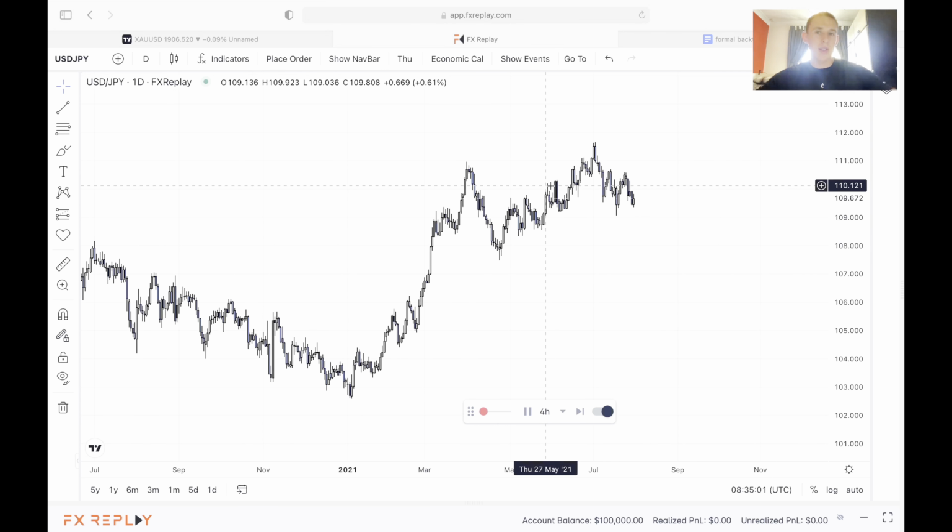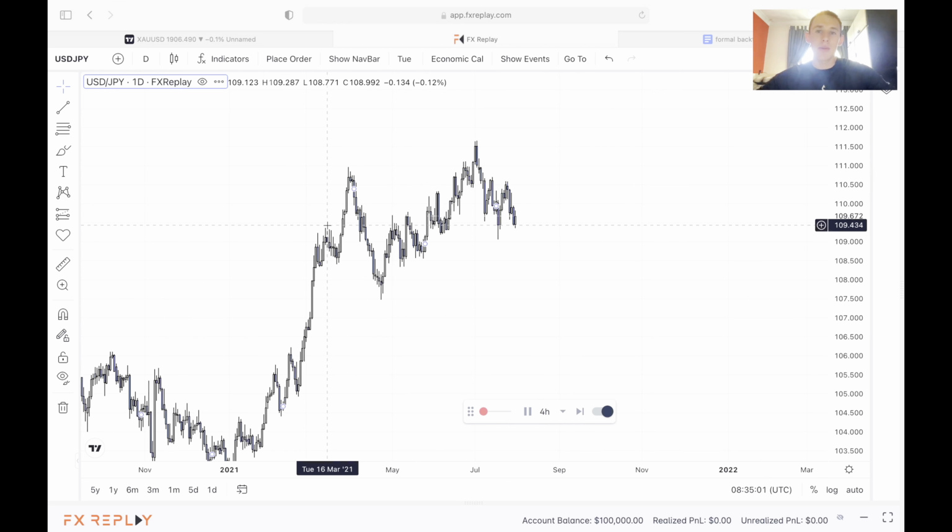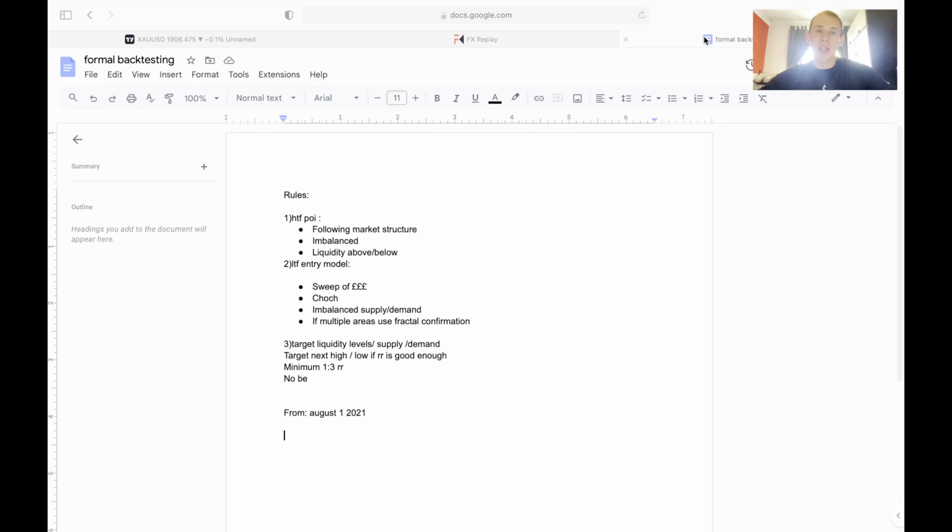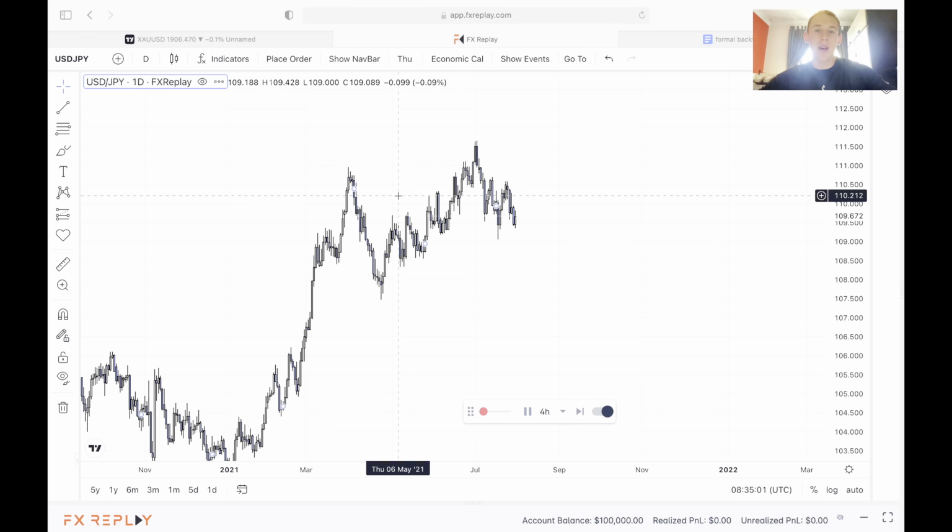So yeah, let's start the backtesting. So first thing I always do, like I mentioned in the rule system, is to identify overall market structure, the substructure, and also the sort of higher time frame macro trend. So in this case, quite obviously on the daily time frame, we are still bullish.